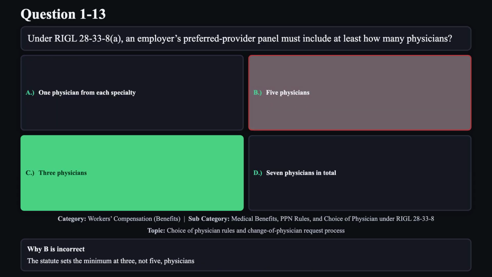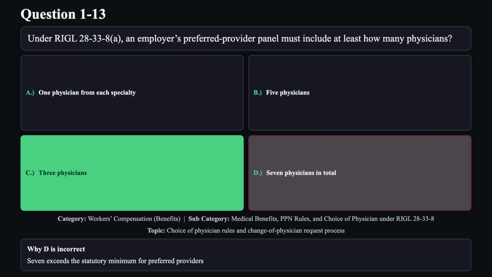Reason B is not correct. The statute sets the minimum at 3, not 5 physicians. Reason D is not correct. 7 exceeds the statutory minimum for preferred providers.